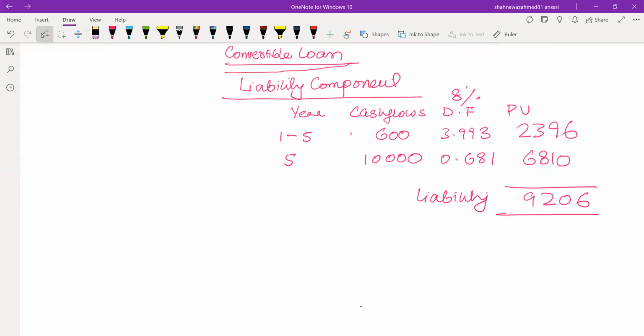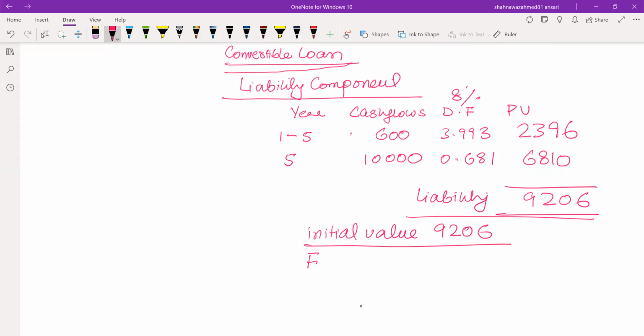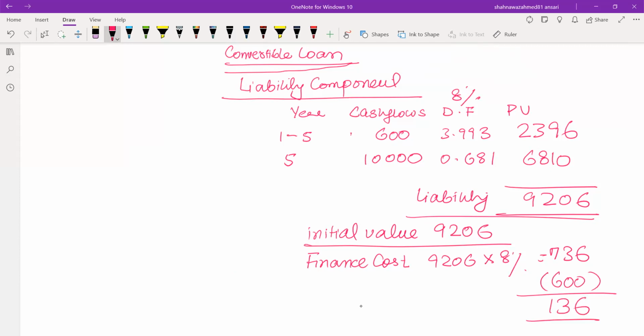Now, we have to apply amortized cost. So this is initial value 9206. Finance cost at the rate of 8%. It's 9206 multiplied by 8% is 736. Already we have deducted interest cost as an expense. So adjustment is additional finance cost, which we need to adjust in profit and loss account.